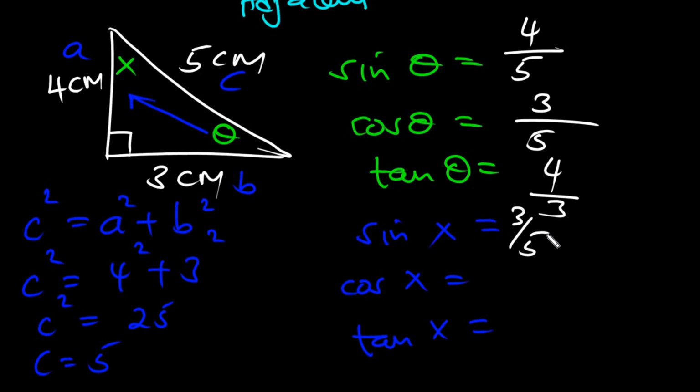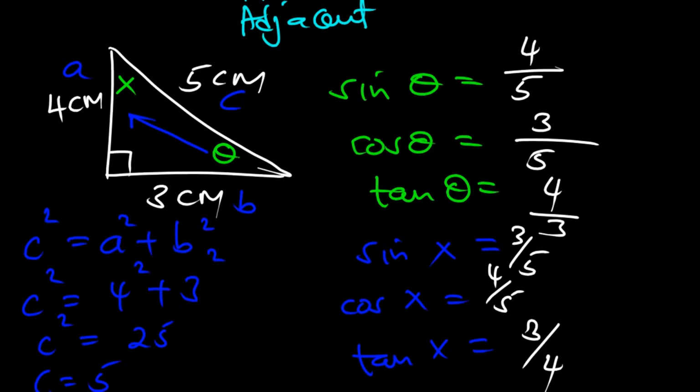Okay, let's go to the cosine. So the cosine of angle x is equal to the adjacent, which is 4, divided by the hypotenuse, which is 5. So the cosine of x is equal to 4 out of 5. And then the tangent of angle x is equal to opposite divided by adjacent. So the opposite is 3 and the adjacent is 4. As simple as that. Let's look at another example.